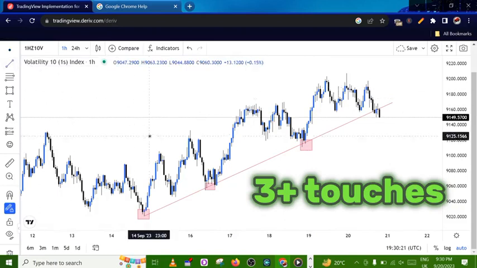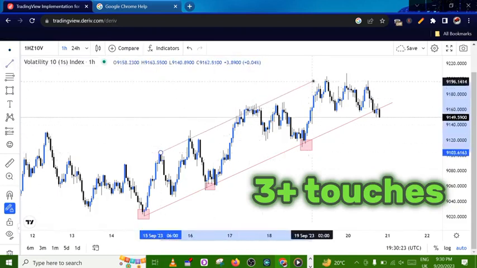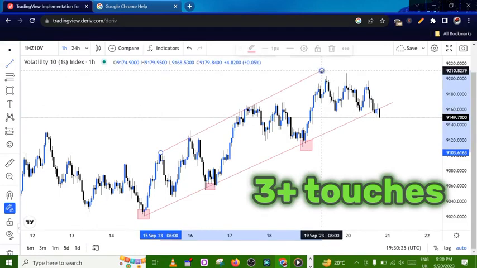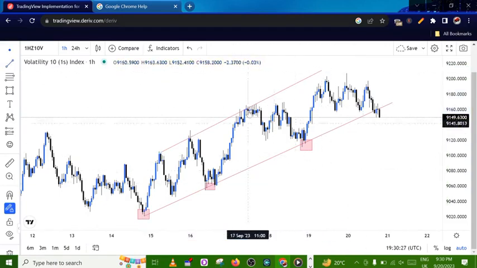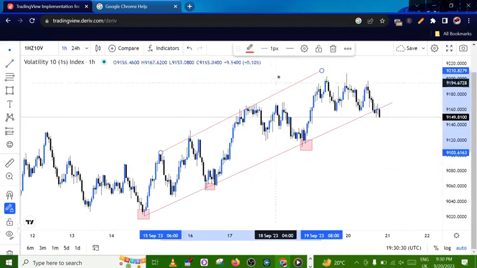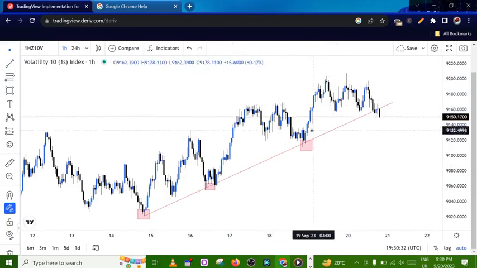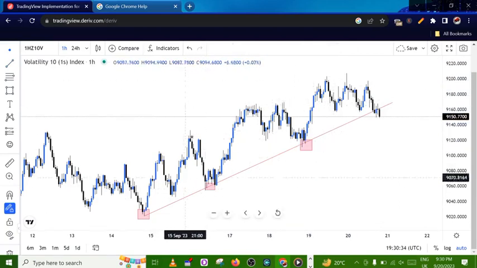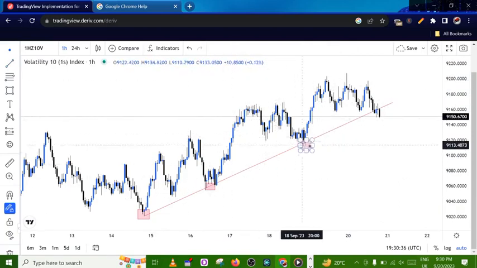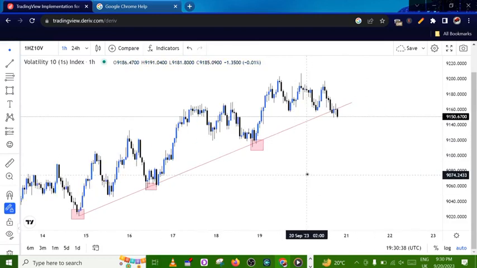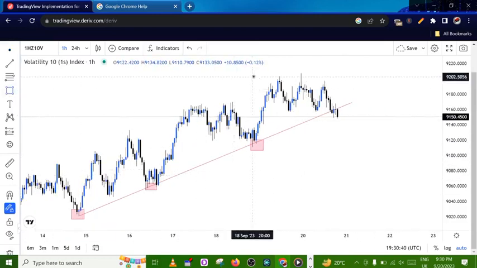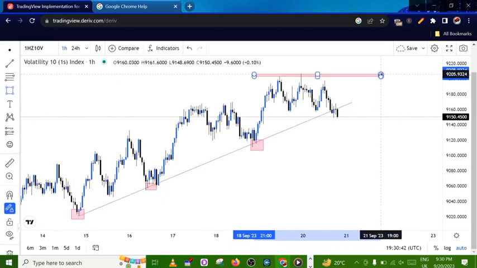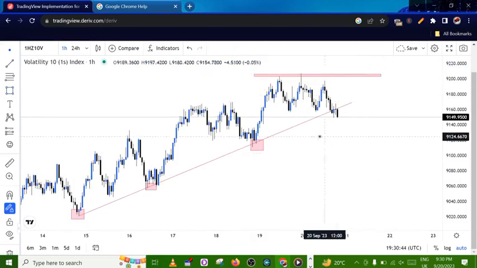We can make it a channel by drawing the other upper zone, as you can see, to make it a channel which price was obeying. But for this analysis, we have nothing to do with the upper trend line. Let's deal with this lower trend line here. As price was respecting this lower trend line, we have something that I need to show you here. It reached its highest level here, which I termed the highest supply. We've got the highest level here, which is the supply zone.